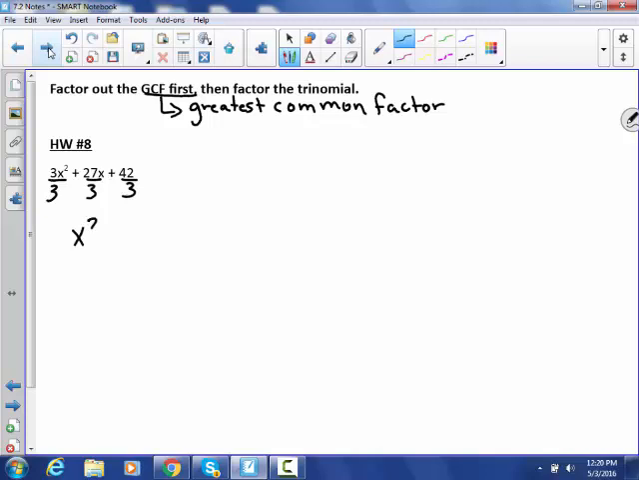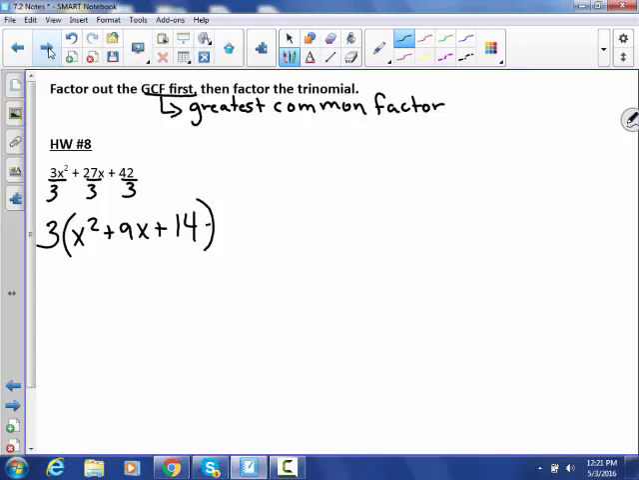this is x squared plus 9x plus, and 42 divided by 3 is 14. 27 divided by 3 was 9. Now, that 3 that you divided by needs to go out here, because if I just wrote that down, it doesn't equal what we started with, right?